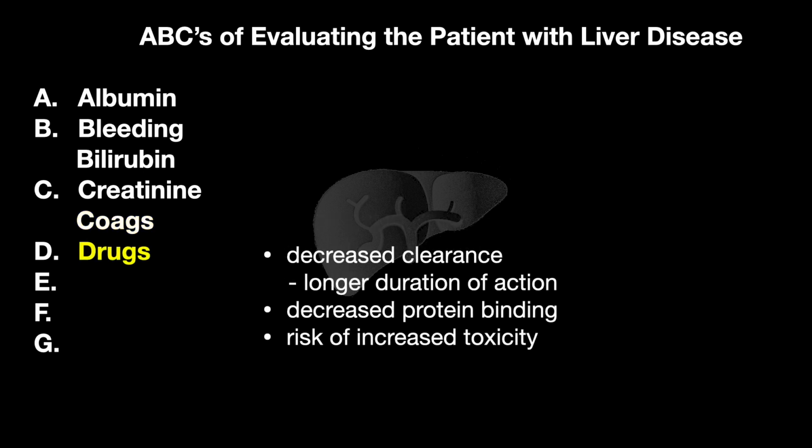D is for drugs. Drug therapy should be carefully tailored to these patients. The liver is responsible for metabolizing many drugs, so the half-life of many drugs will be elevated in patients with liver disease. Because of the prolonged duration of effect, the dosing interval of many drugs should be increased to avoid toxic blood levels. Also, for drugs that are highly protein-bound, the free fraction of drug may be increased in patients with low levels of albumin and other serum proteins. Drug toxicity is therefore often much more likely in patients with cirrhosis.